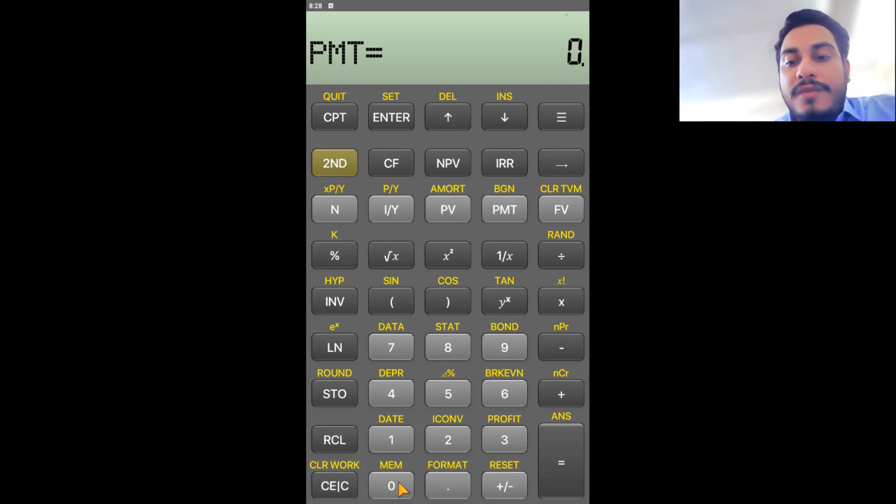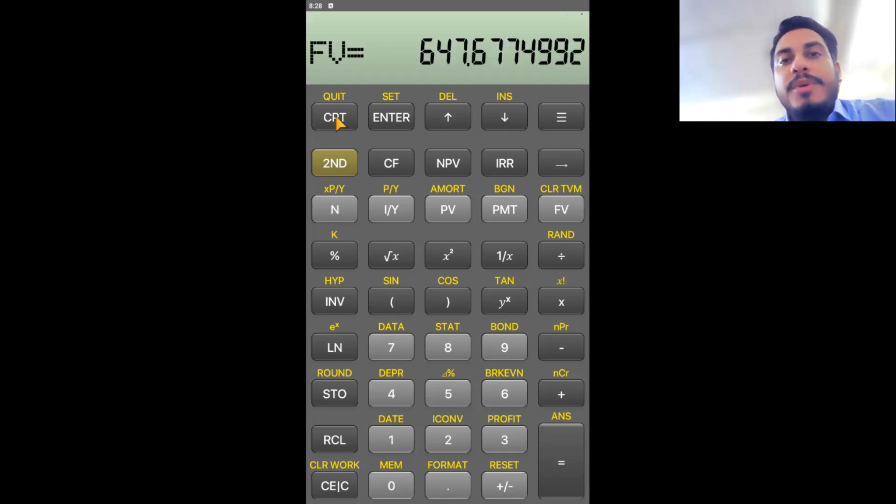For that, first I'll click compute and then I'll click future value. See over here in the calculator, compute is this key, CPT. I'll click compute and I'll click future value, which comes to 648, same as we calculated manually: 647.6774992, which is 648 rounding off.